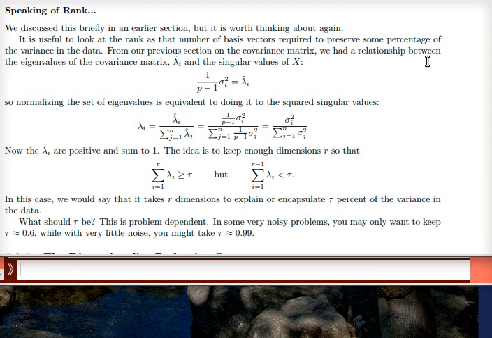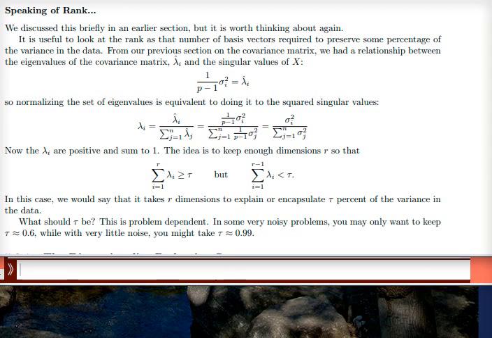We had a relationship between the eigenvalues of the covariance and the singular values. Of course, we already have the eigenvalues of the covariance, so we already have the lambda i's here, and we're going to need to normalize those so that the lambda i's sum to 1. Then we want to keep enough dimensions r so that the sum of lambda i from 1 to r is greater than or equal to tau, but if you sum from 1 to r minus 1, it's less than tau. In that case, it takes r dimensions to encapsulate tau percentage of the variance in the data.